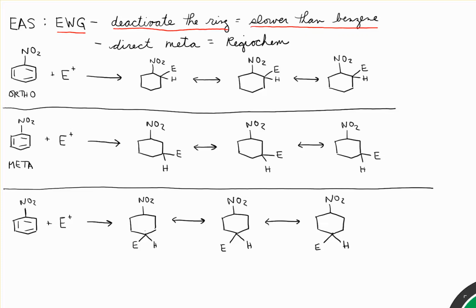Now we're also going to determine the regiochemistry of the reaction. It turns out that most electron withdrawing groups will direct the substituent that's coming in to be in the meta position. I'm not talking about halogens, just talking about a normal electron withdrawing group. So first I'm going to talk about what happens when we put a nitro group on the ring.